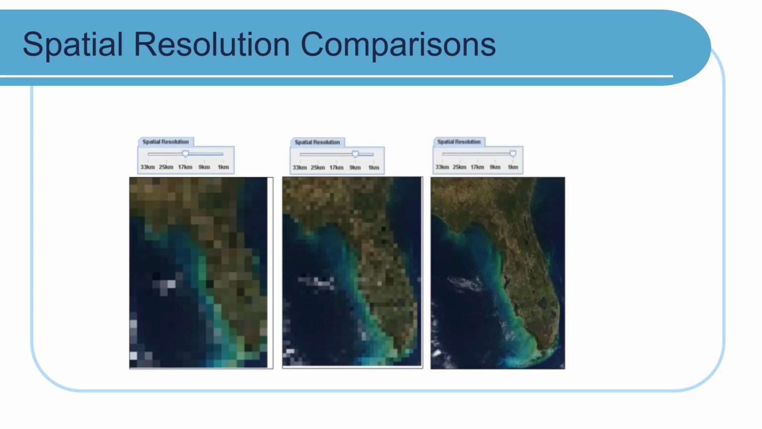So here's an example of Florida Keys. On the very left, it's very pixelated, and we have a 17-kilometer spatial resolution. In the center, we have reduced it down to 9-kilometer spatial resolution, and then the one on the right is a 1-kilometer spatial resolution.